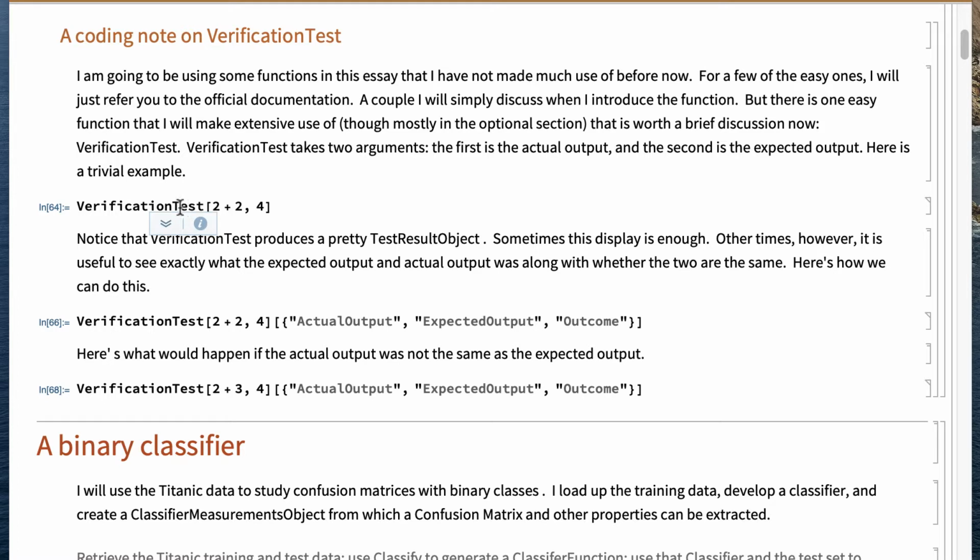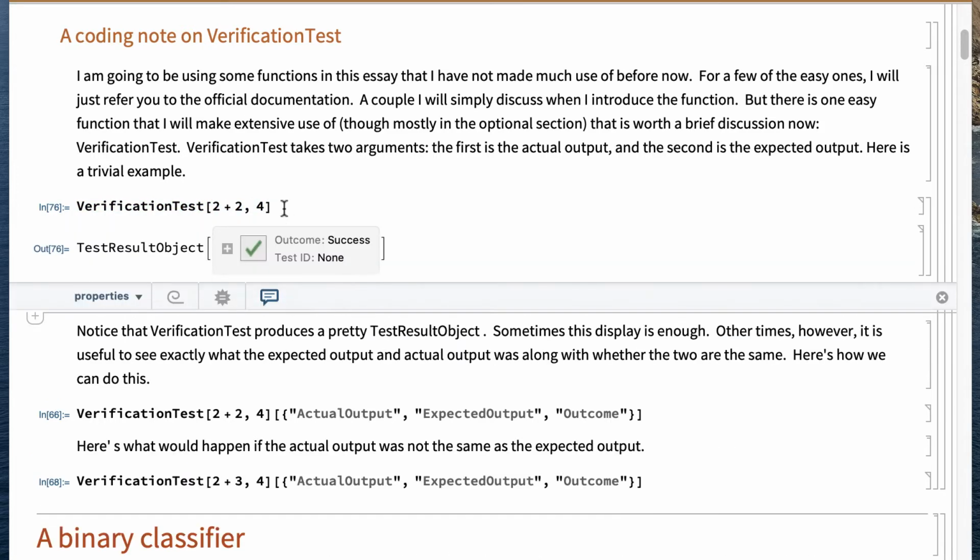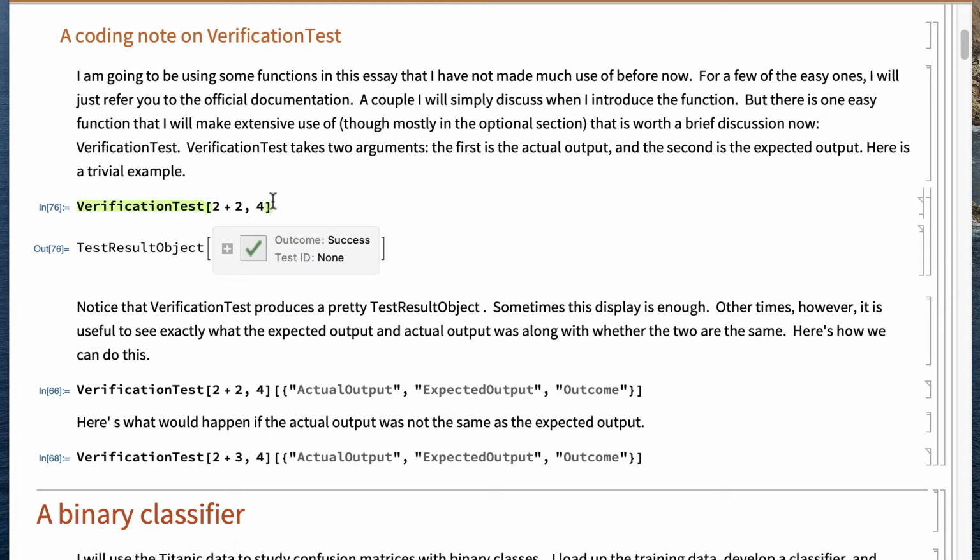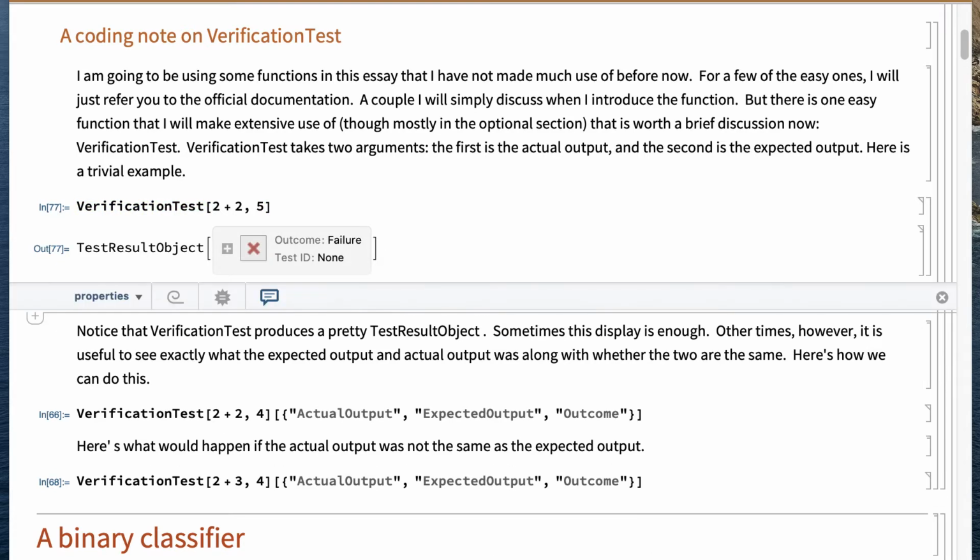It's called verification test. So here's how it works. Here's your actual output. This will evaluate, and I think it's going to produce 4, and here's what you're expecting to see. So if I run that, I get a very nice thing. It says check. If I did this sort of 1984 style, I would get a bad X.